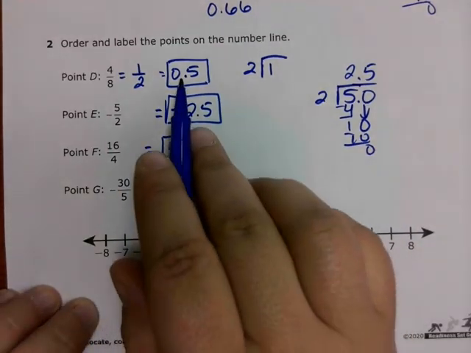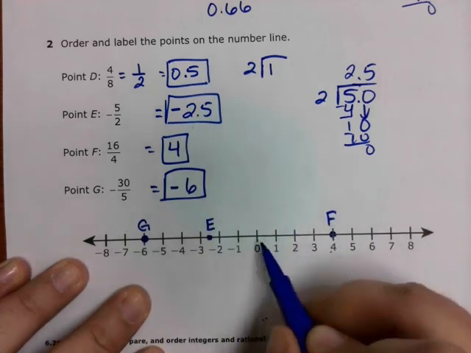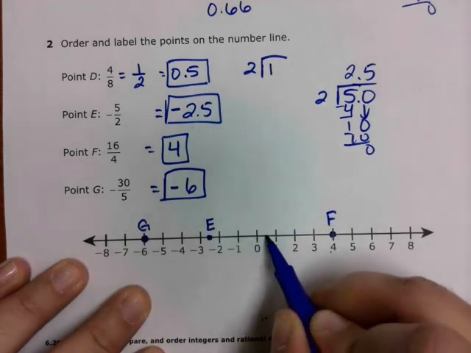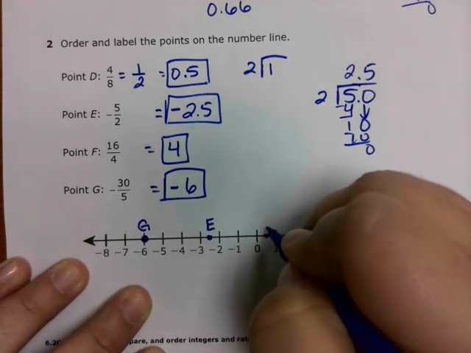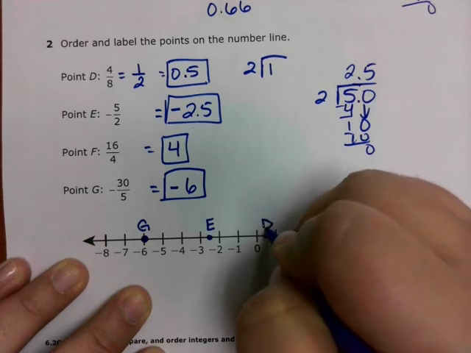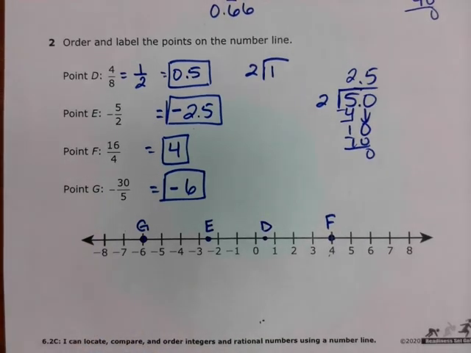And then 0.5 is just half. So here's 0, there's a half, and that is point D. And that is it. Converting everything into a decimal and then plotting them on a number line.